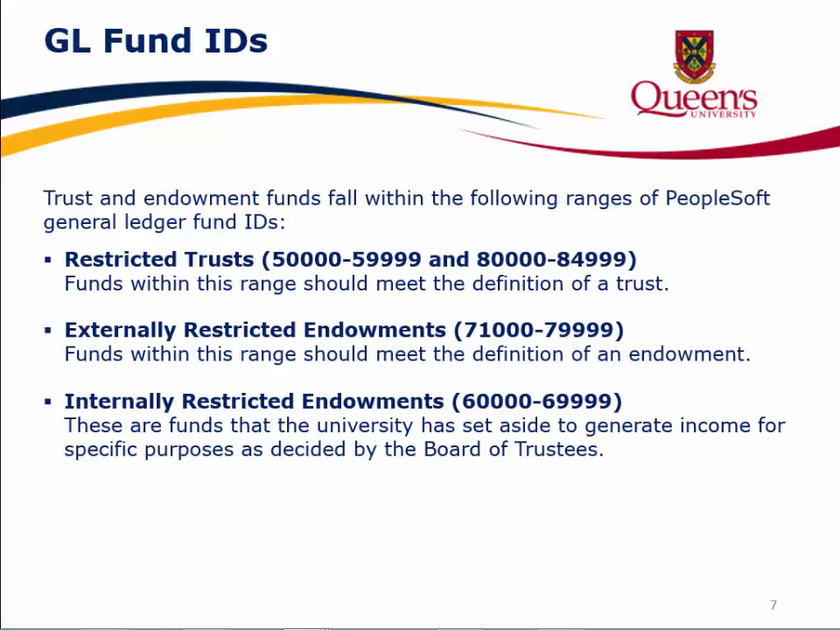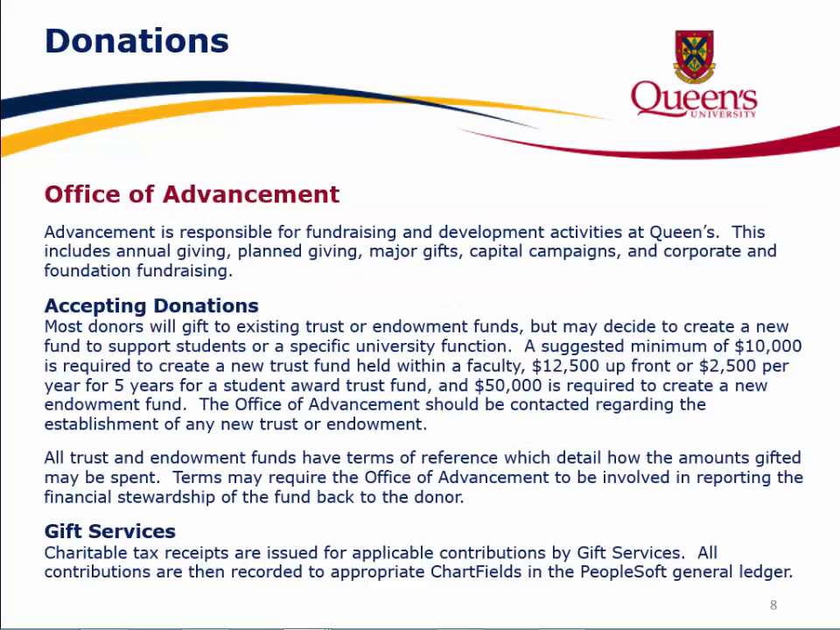Internally restricted endowments will fall within the range 60000 through 69999. These are funds that the university has set aside to generate income for specific purposes as decided by the Board of Trustees. Donations. Office of Advancement. Advancement is responsible for fundraising and development activities at Queen's. This includes annual giving, planned giving, major gifts, capital campaigns, and corporate and foundation fundraising.